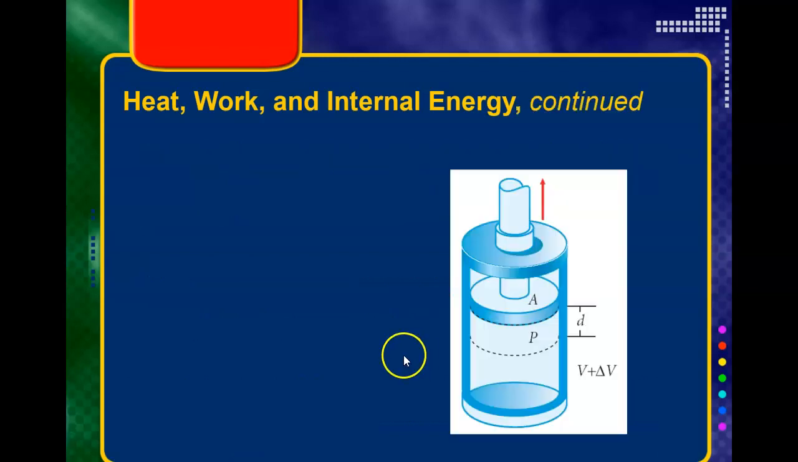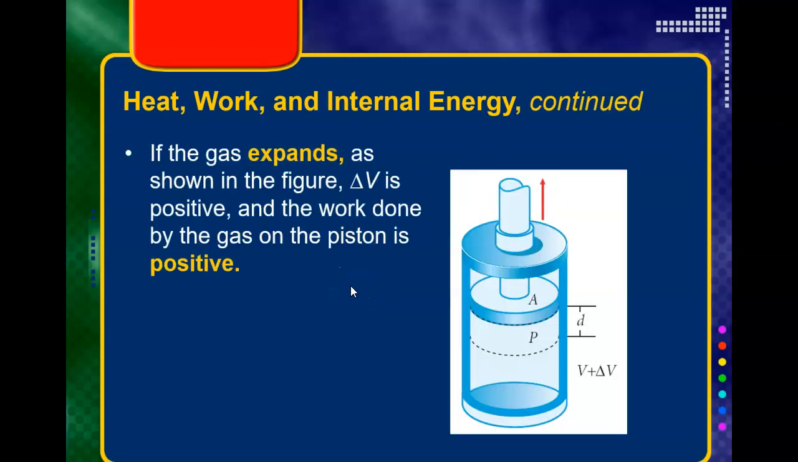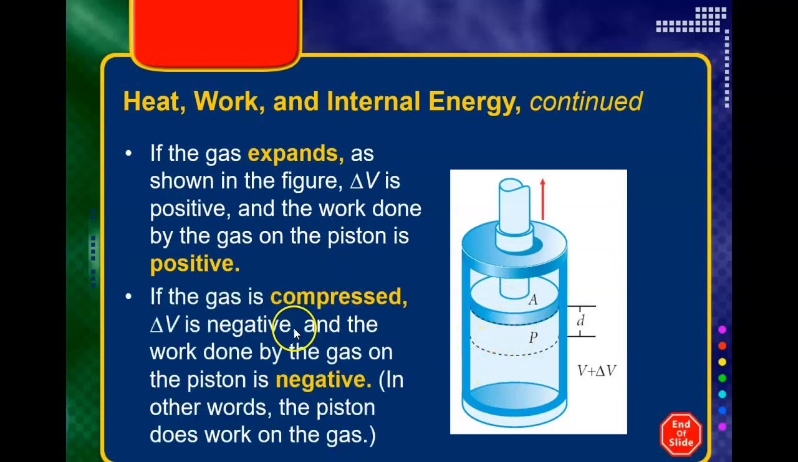Okay, so we're going to look at this little problem here. So if this gas expands, as shown in this little figure here, the volume change is positive, and the work done by the gas on the piston is positive. So the work that's done by this gas is positive because it's getting bigger. It's pushing on something. Okay, work done by the gas onto the piston. Now, if this gas was getting compressed, there would be work done on the gas by the piston. But in this case, the work is done by the gas on this piston. It's going to expand the gas.